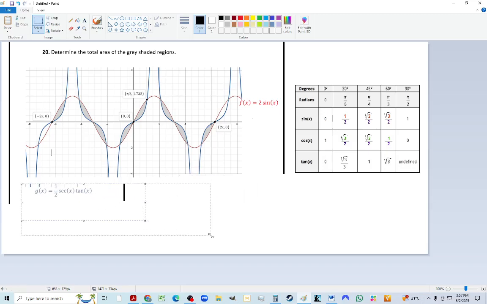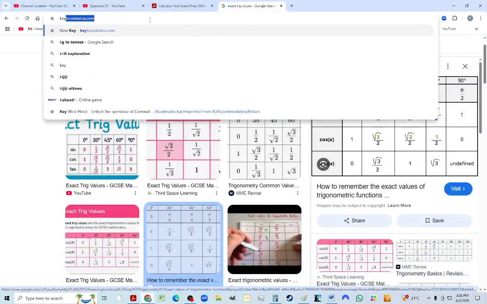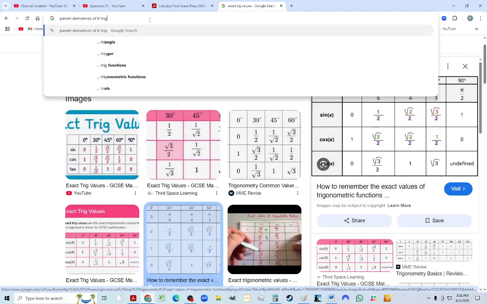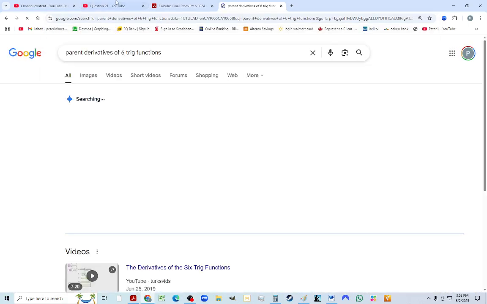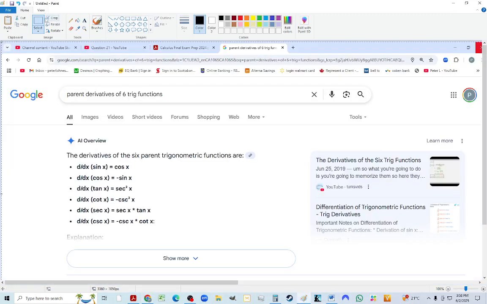Well, that takes knowing what the derivatives are. So another thing you should sort of memorize are the key derivatives, or I guess it's called the parent derivatives of 6 trig functions. And there we go. Right there, we'll use the one on the left. So you should also be familiar with this.